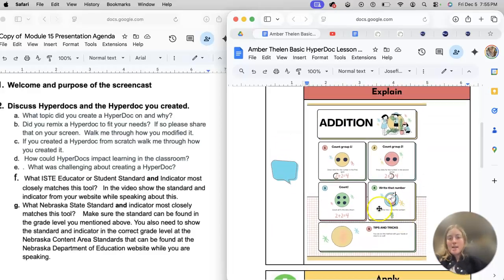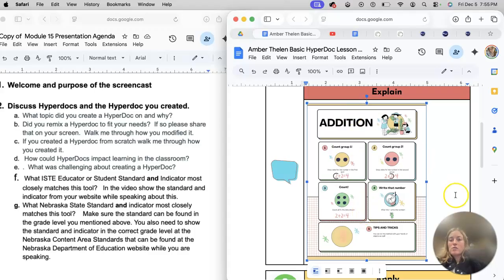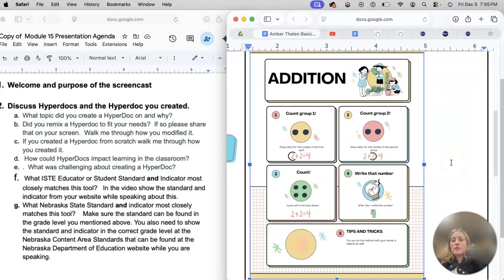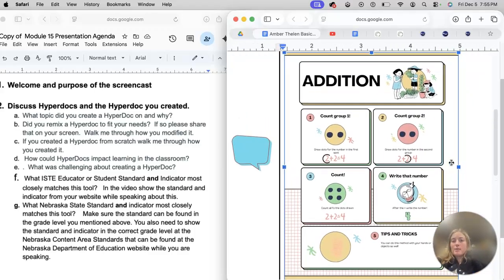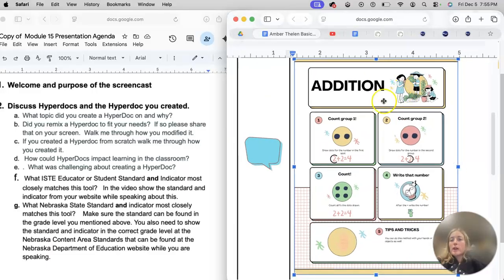So then I made a little handout that I would just show on the board to kind of explain it. So as you can see, it's about addition. So the first instruction is to count group 1. So in this explanation, I have them draw dots on their paper.